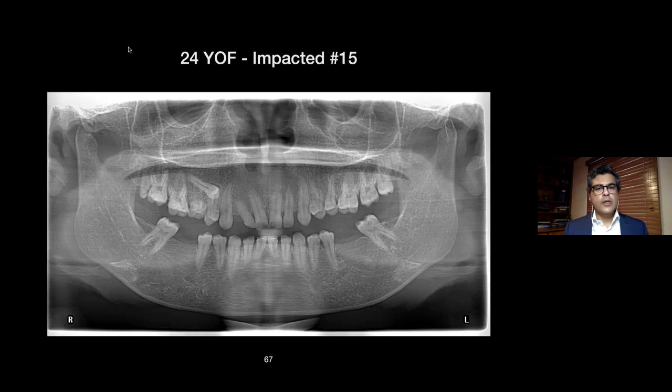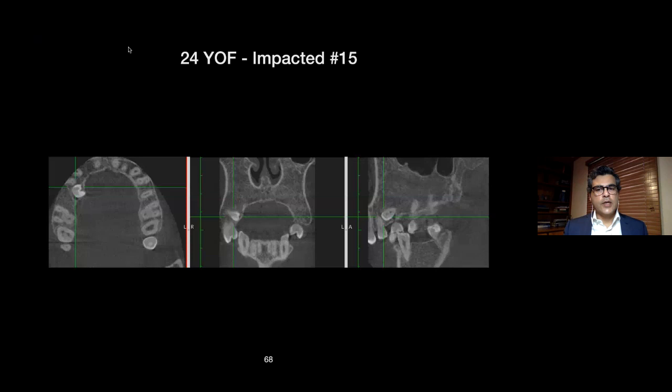It has to be brought back into the arch and into the occlusion, so it has to be determined where the actual tooth is. So a CBCT scan was taken, and it clearly shows that the crown is located lingual to the first premolar, and one of the cusps is perforating the adjacent lingual cortical plate.